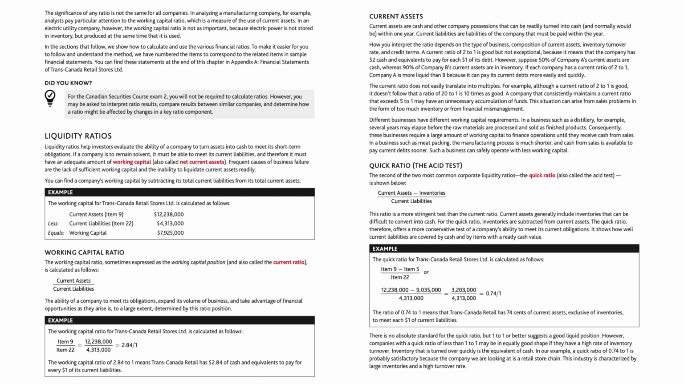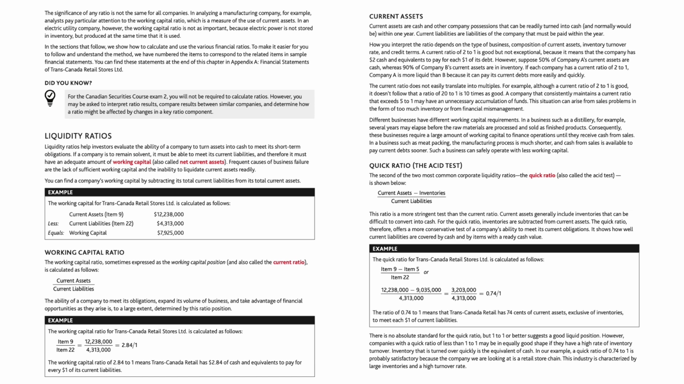However, suppose 50% of Company A's current assets are cash, whereas 90% of Company B's current assets are in inventory. If each company has a current ratio of 2 to 1, Company A is more liquid than B because it can pay its current debts more easily and quickly. The current ratio does not easily translate into multiples. For example, although a current ratio of 2 to 1 is good, it doesn't follow that a ratio of 20 to 1 is 10 times as good.